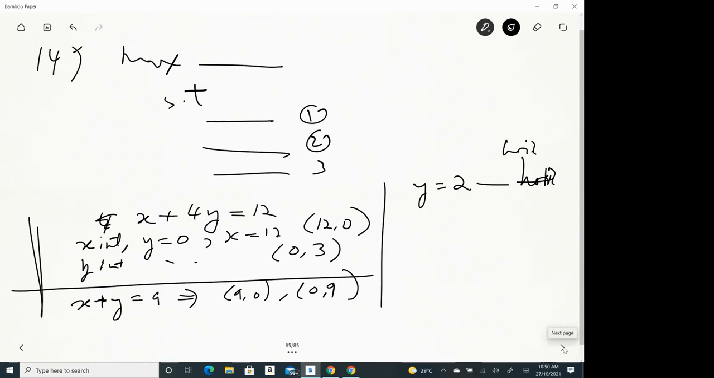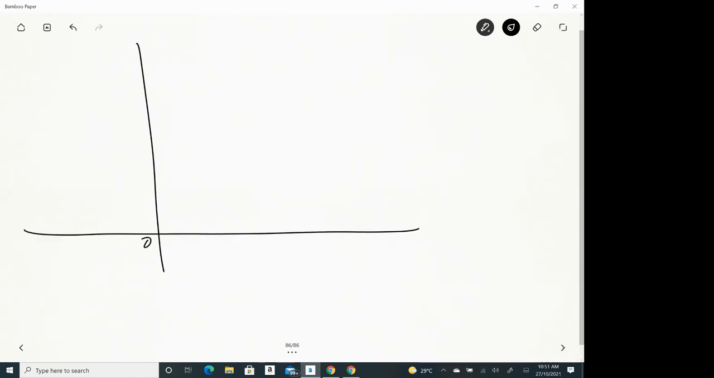and then find the corner points. So based on the points that we have, you draw the graph. With axes x and y, I can use a scale of 5. I think 5 would be good. You can use 10, 5, negative 5. So the first points are 12, 0 and 0, 3. 12, 0 will be somewhere here, 0, 3 somewhere there.